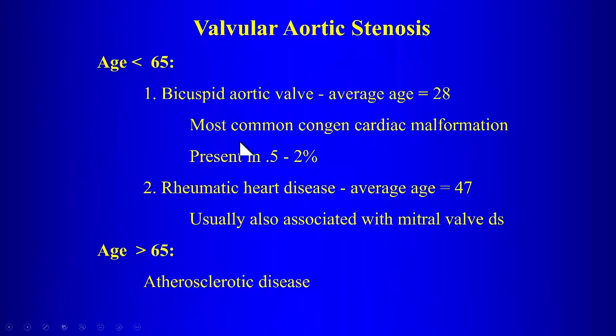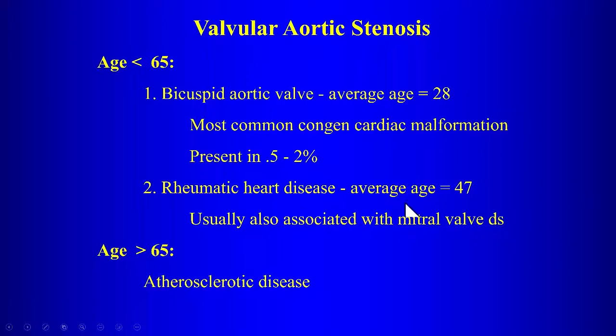So valvular aortic stenosis in the younger patients, you want to think about bicuspid aortic valve. So those are young patients who develop aortic stenosis. Bicuspid valve is the most common congenital cardiac malformation, and it's present in about 0.5 to 2% of the population.